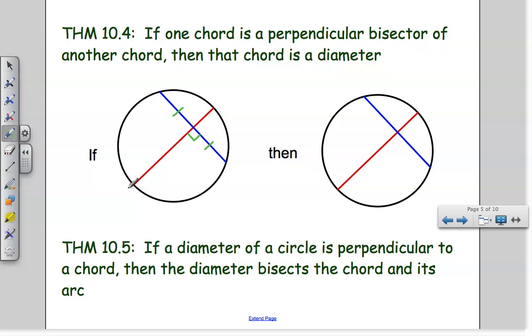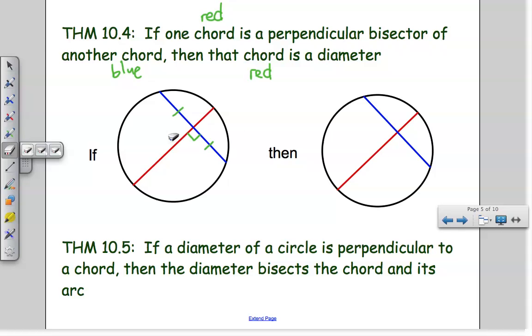So if this happens, look, one chord is a perpendicular bisector of the other, and if you notice right now, the red chord is a perpendicular bisector of the blue one, then that red chord is a diameter. Now to prove that this red chord is a diameter, what does a diameter have to go through? The center. So if I mark the center, now I know that red chord is a diameter. So if you see that happen, if you have one chord as a perpendicular bisector of the other, that chord must be a diameter.